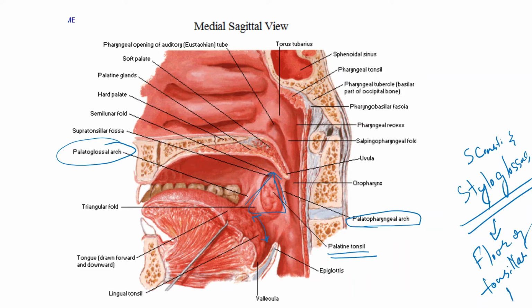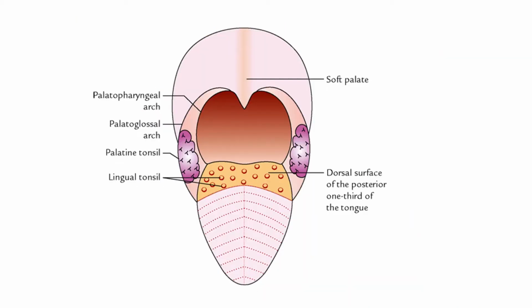So this is about the oropharynx. Moving on to the laryngopharynx. As I have just mentioned, the laryngopharynx begins as the continuation of the oropharynx, which lies at the level of C4 and C5 vertebrae.